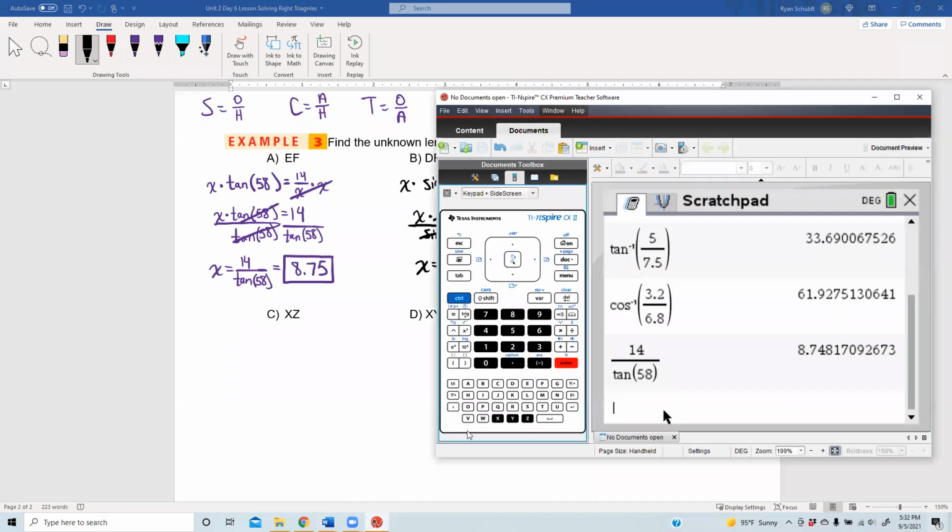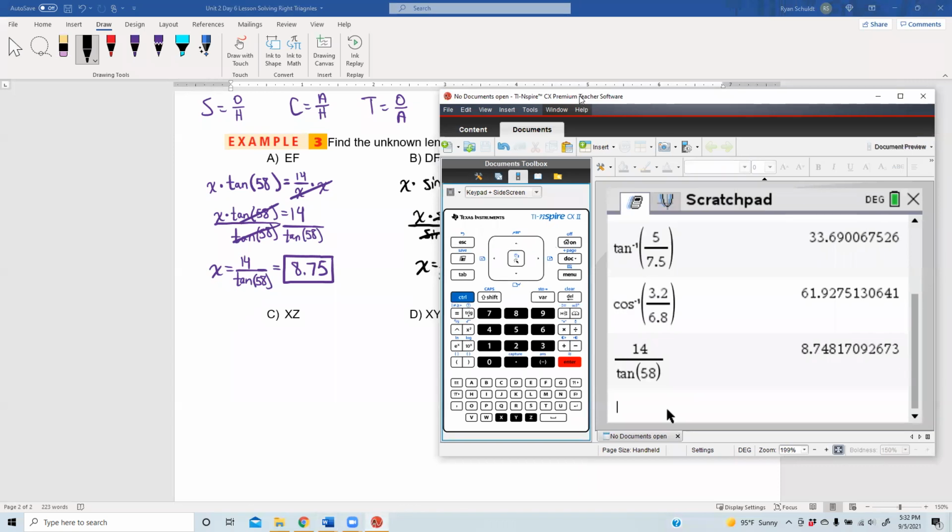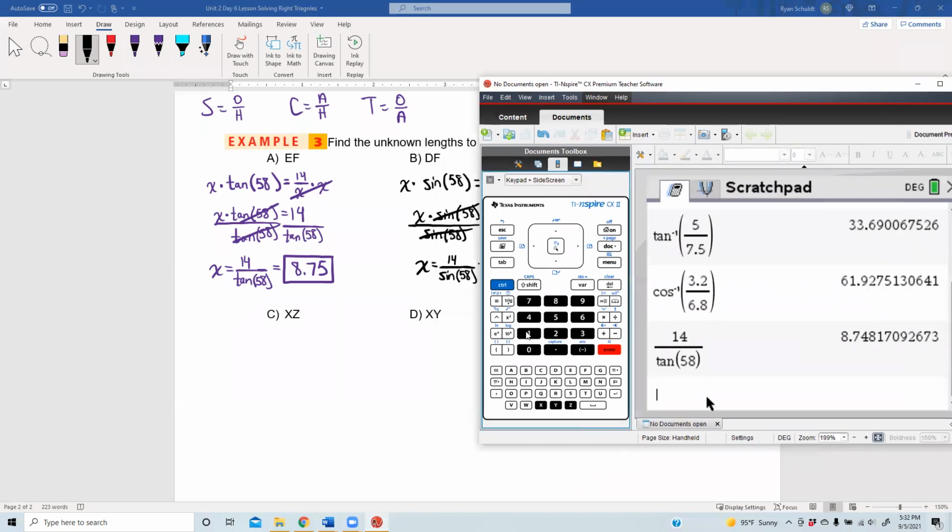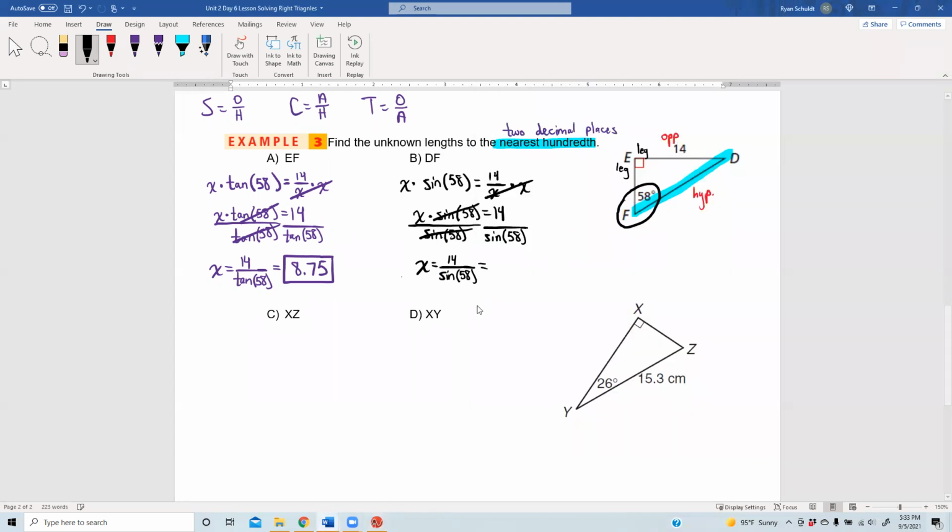So at this point, we can type that into the calculator. 14 divided by the sine of 58 degrees. So 16.51. Okay, there's that side.